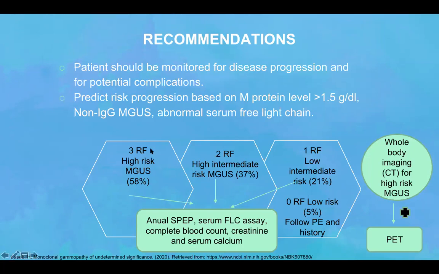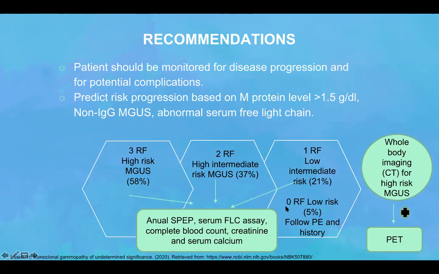If we have 3 high risk factors, this patient is going to be put in the high risk group, and this patient has to have an annual serum electrophoresis. We're going to be doing serum free light chains, and also lab tests: creatinine and serum calcium. This is also useful in patients that have a high intermediate risk and also a low intermediate risk.